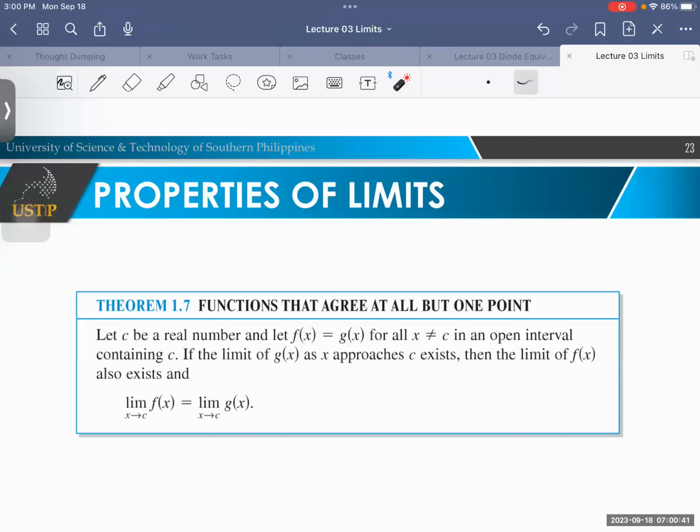Basically class, mura na siyang identity functions, no? If your f of x and g of x are equal, then their limits will also be equal, given that your x approaches the same value.